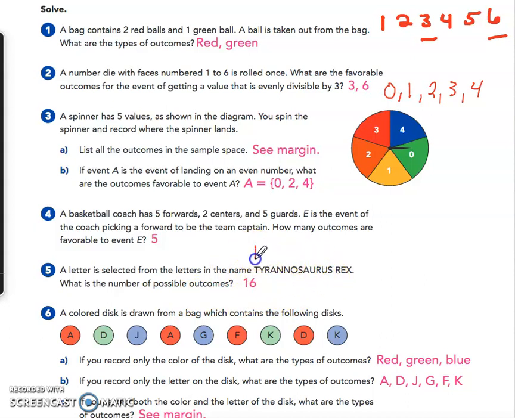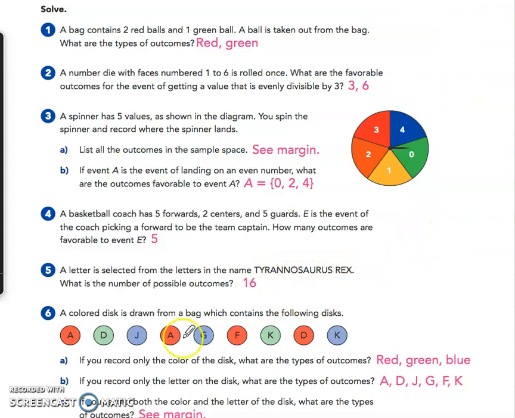I would list, the types would be T, Y, R, A, N, O, S, U, got the R, got the S, R, and then X. So that would be the types of outcomes, but there are 16 possible outcomes because I could choose any one of these 16 letters.